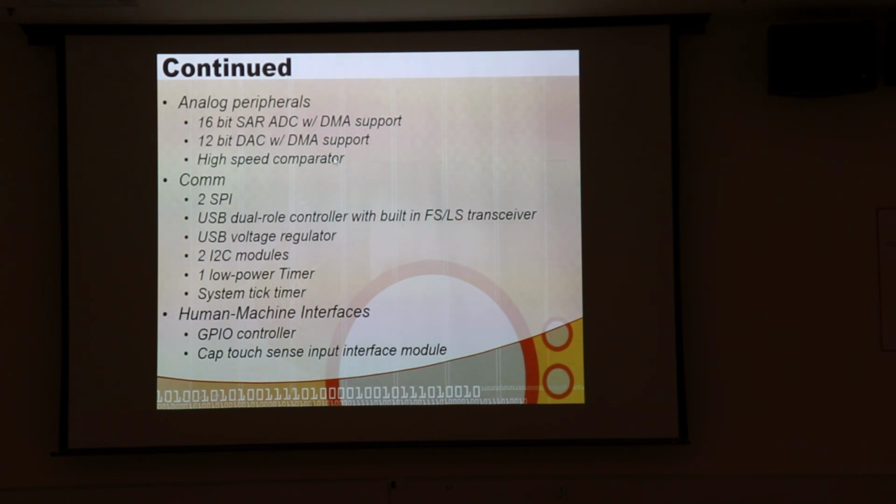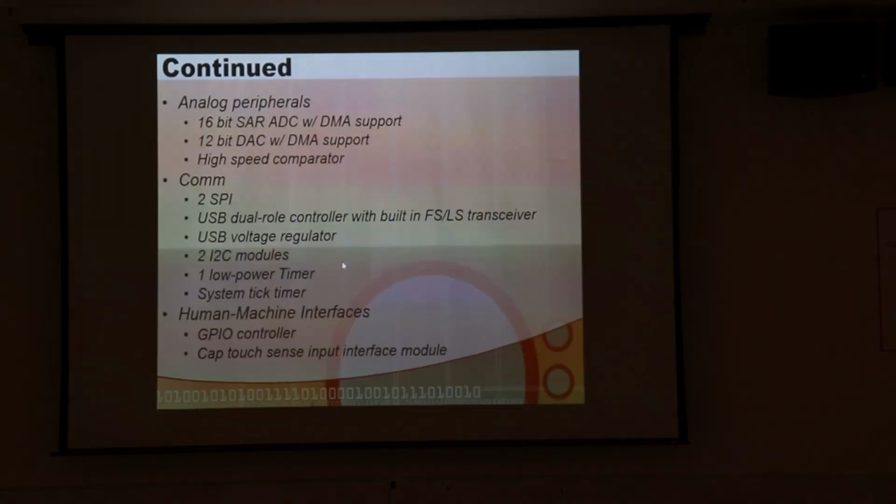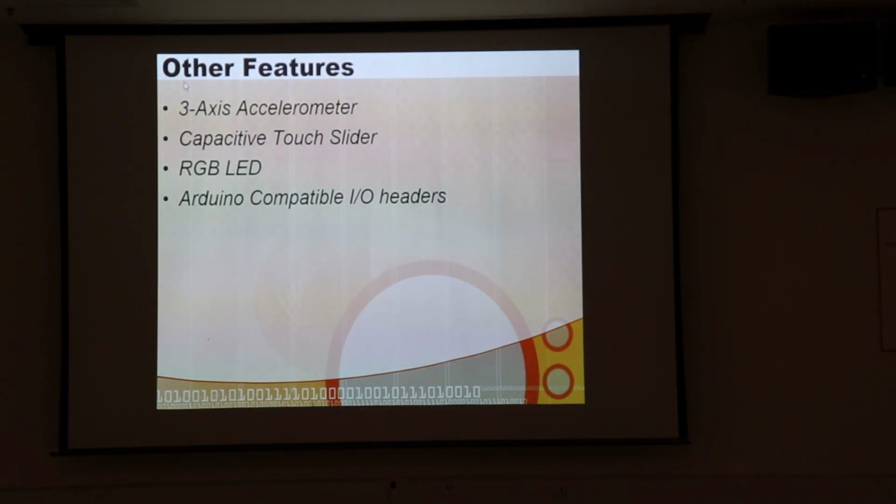And a high-speed comparator. So those are the analog stuff, and then it's got a bunch of serial things, 2 SPI ports, 2 I2C ports, 3 UART things, and then it's got a full USB capability, so it can actually be a USB driver master. It's very nice. And then it's got this system tick timer and a low power timer and a bunch of other things. On the board is a 3-axis accelerometer, capacitive touch slider, RGB LED, and it's got these Arduino compatible I/O headers. The Arduino only has a single row of headers.